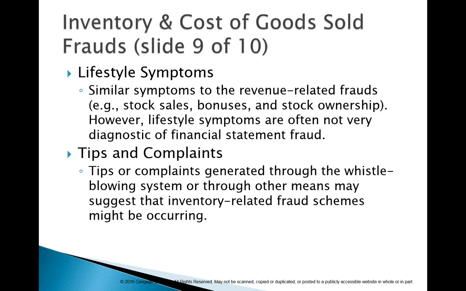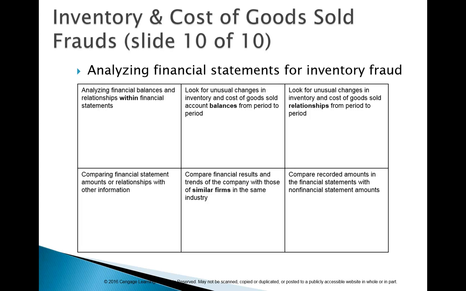Obviously, there are tips and complaints. People are complaining that maybe their ending inventory is overstated, or that they're understating their cost of goods sold. If you get a tip, you're going to investigate. That's common among all types of fraud. And then inventory and cost of goods sold fraud, analyzing financial statements.